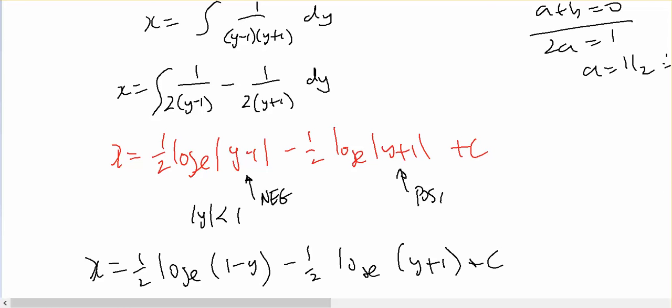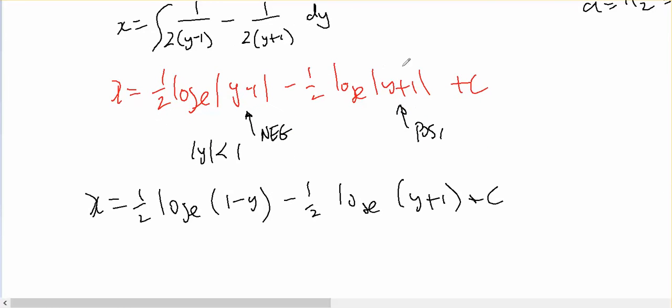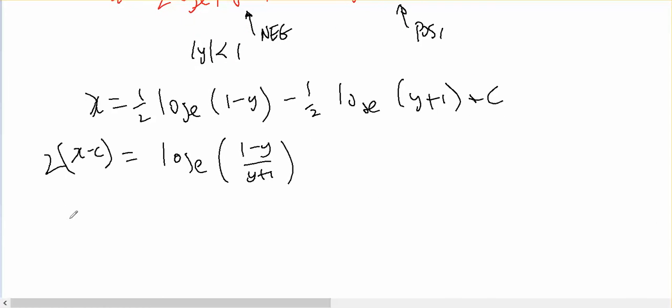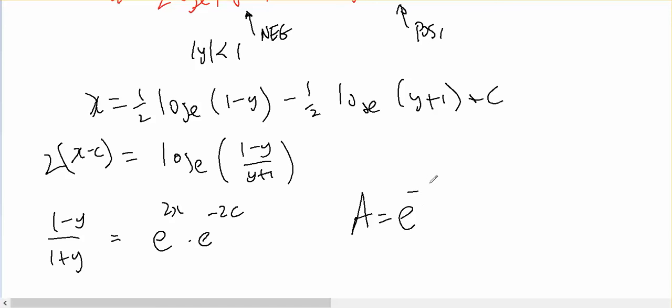I can drop the modulus signs now because I know that will always be positive and that will always be negative. So I've multiplied that by -1. So I've got move the c over, x minus c, move the 2 over, equals log base e of 1 minus y over y plus 1, which means that 1 minus y over 1 plus y equals e to the 2x times e to the minus 2c.